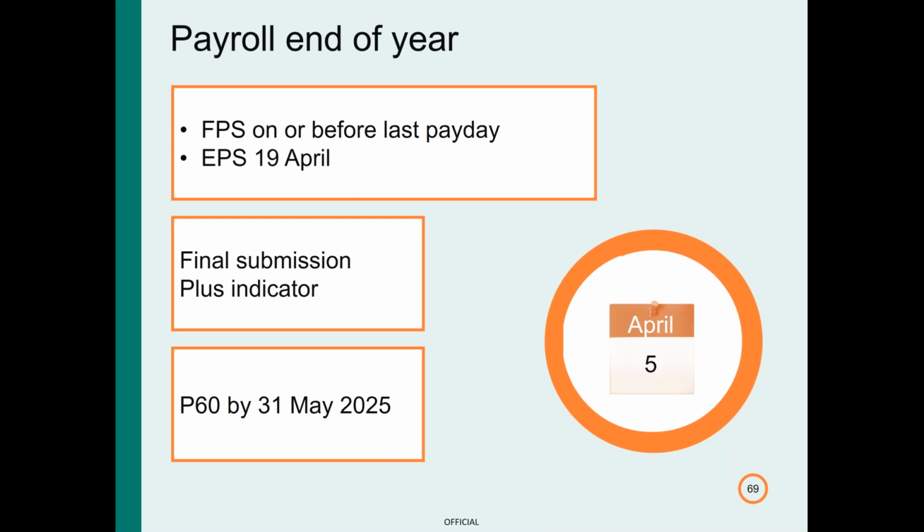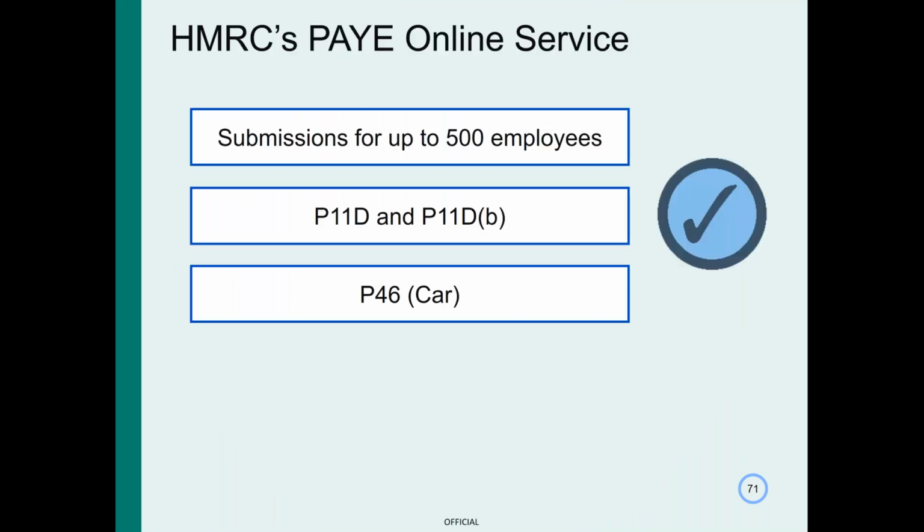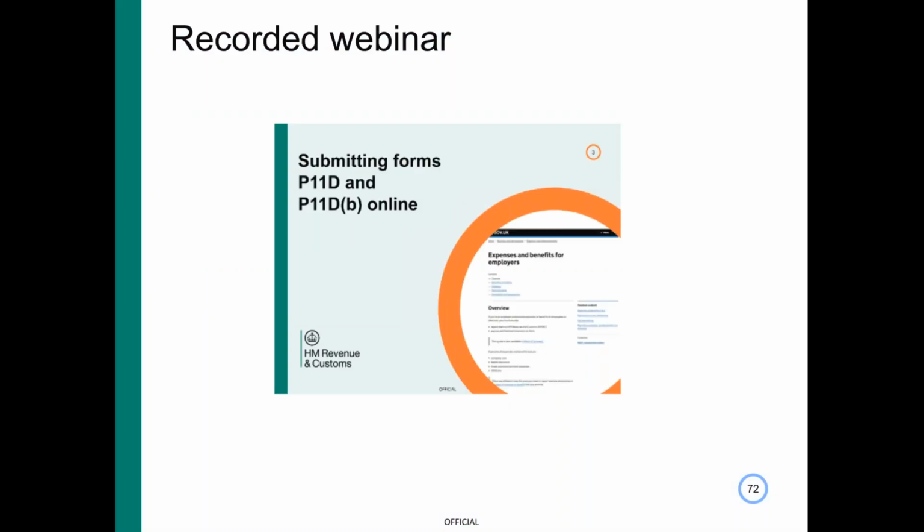Let's move on to expenses and benefits reporting for employees for 2024 to 2025 and what's changing for 2025 to 2026. If you have up to 500 employees, you can use HMRC's PAYE online service to submit P11D, P11DB and P46 CAR. We have a recorded webinar, submitting forms P11D and P11DB online, to help you with this.